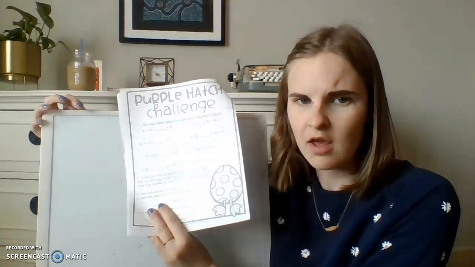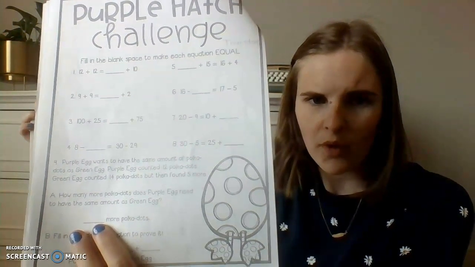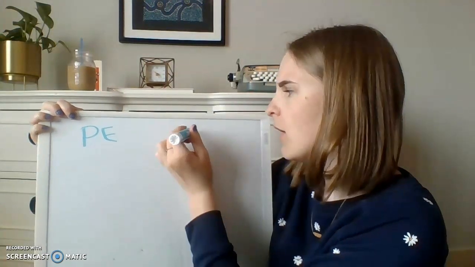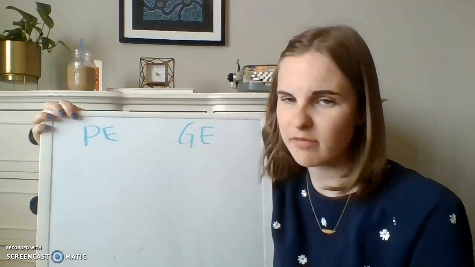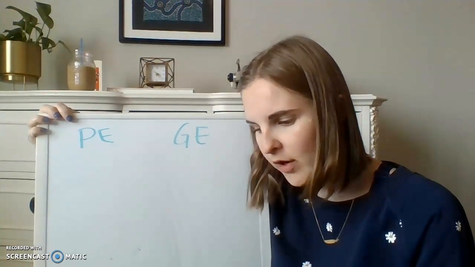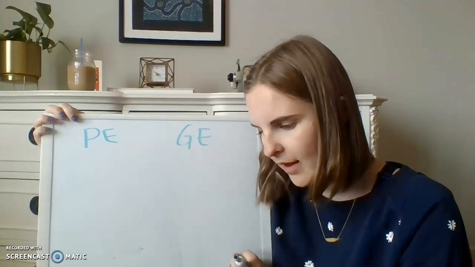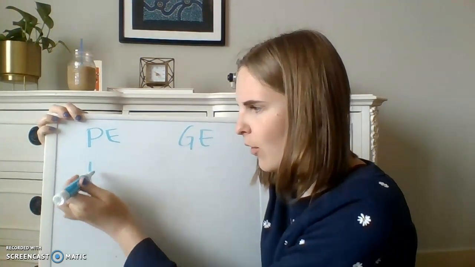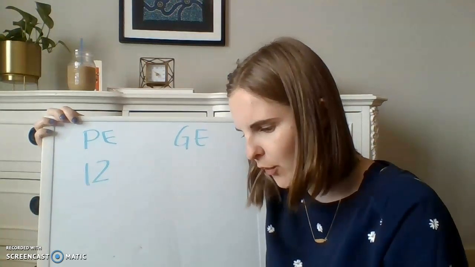Let's go down to question number 9 towards the bottom of our page. We're going to read that out loud. So it says purple egg wants to have the same amount of polka dots as green egg. So here's purple egg. We'll just put PE for purple egg. And we'll put GE for green egg. That's who we're talking about in this story. Purple egg counted 12 polka dots. Okay, he's counted 12 polka dots in him.